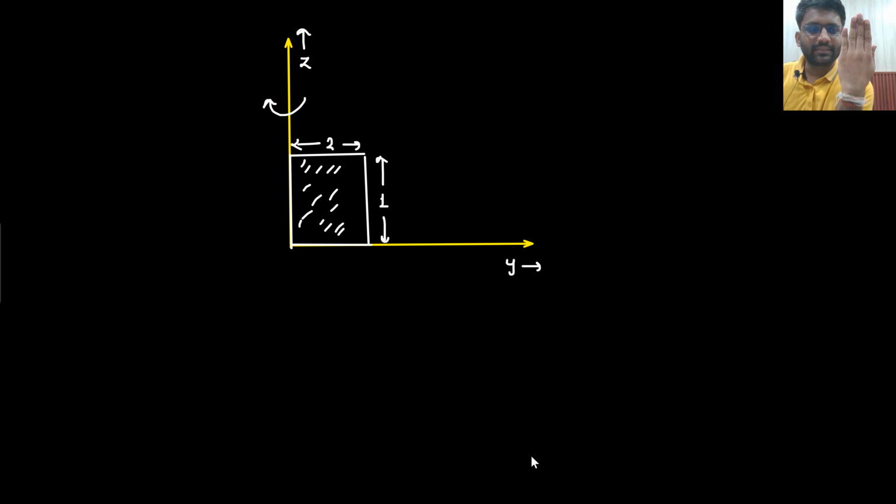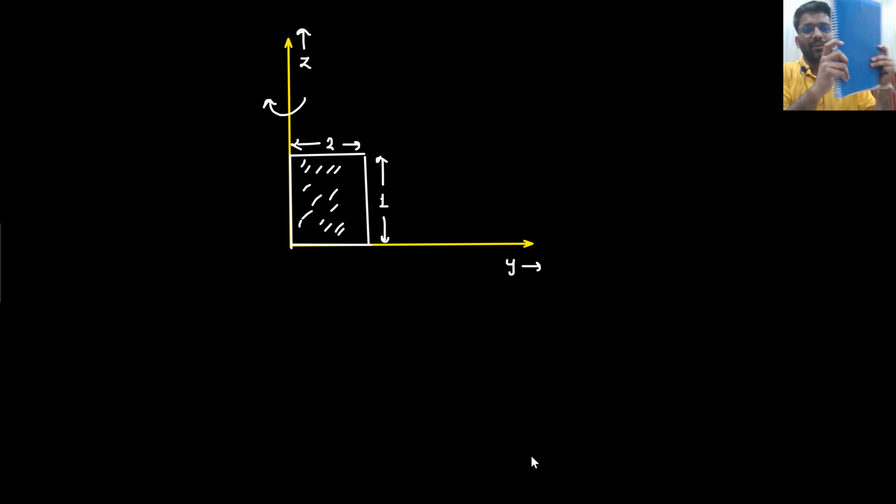Let's just say this is your rectangle. You are just rotating it about the z axis, a complete 360 degree rotation. So just think about this as your rectangle. If you rotate it completely 360 degrees, what structure are you getting? Starting from here, this is your z axis, complete rotation. What structure will you be getting? Sir, I will be getting a cylinder only.